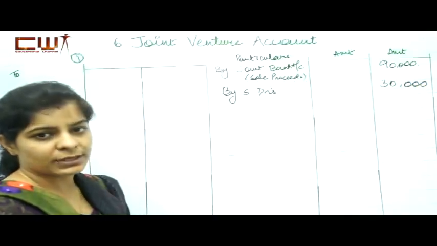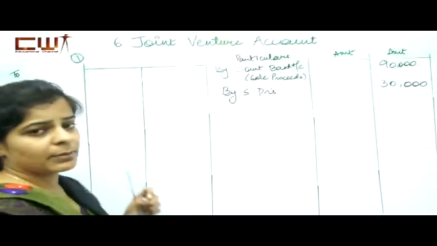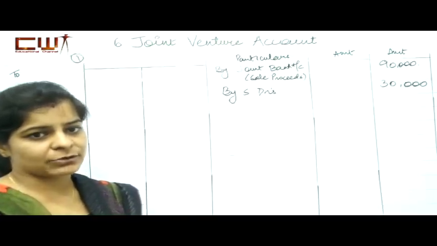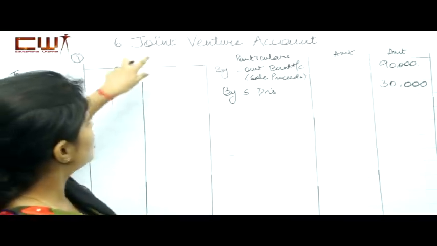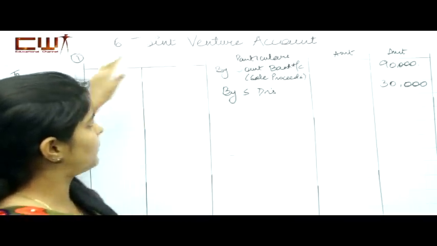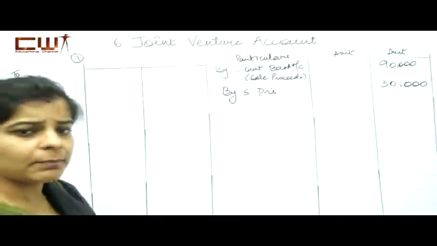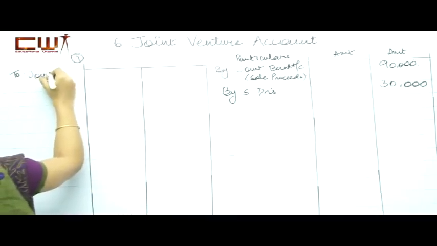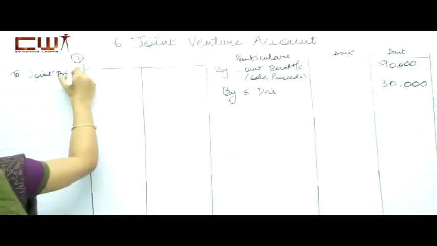30,000 account has been debited. Let's come on to the debit side. What they say, you have to have all the expenses that you have paid. So what is the entry? Joint venture account debit to joint bank account, because money is going out when you are paying the expenses.